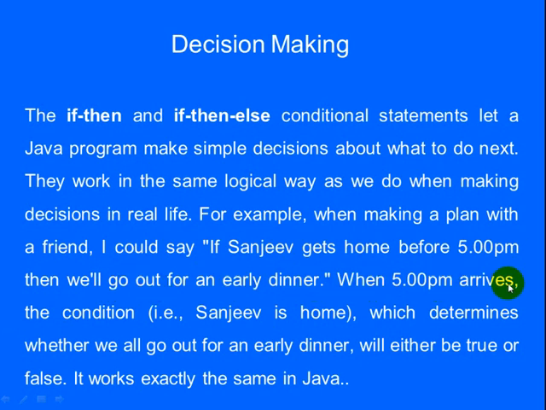When 5 p.m. arrives, the condition, that is, Sanjeev is home, which determines whether we all go out for an early dinner, will either be true or false. It works exactly the same in Java.